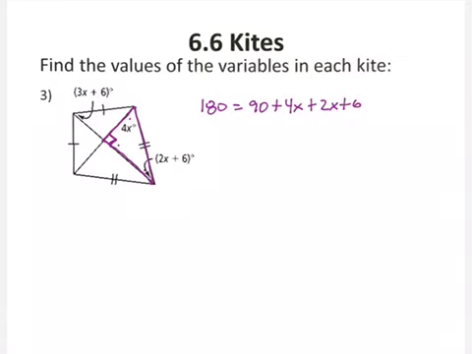We'll go ahead and simplify things down. We've got 6x plus 96 equals 180. We're going to go ahead and subtract 96 from both sides. We've got 84 equals 6x. We'll divide by 6, and we're going to get x to equal 14.